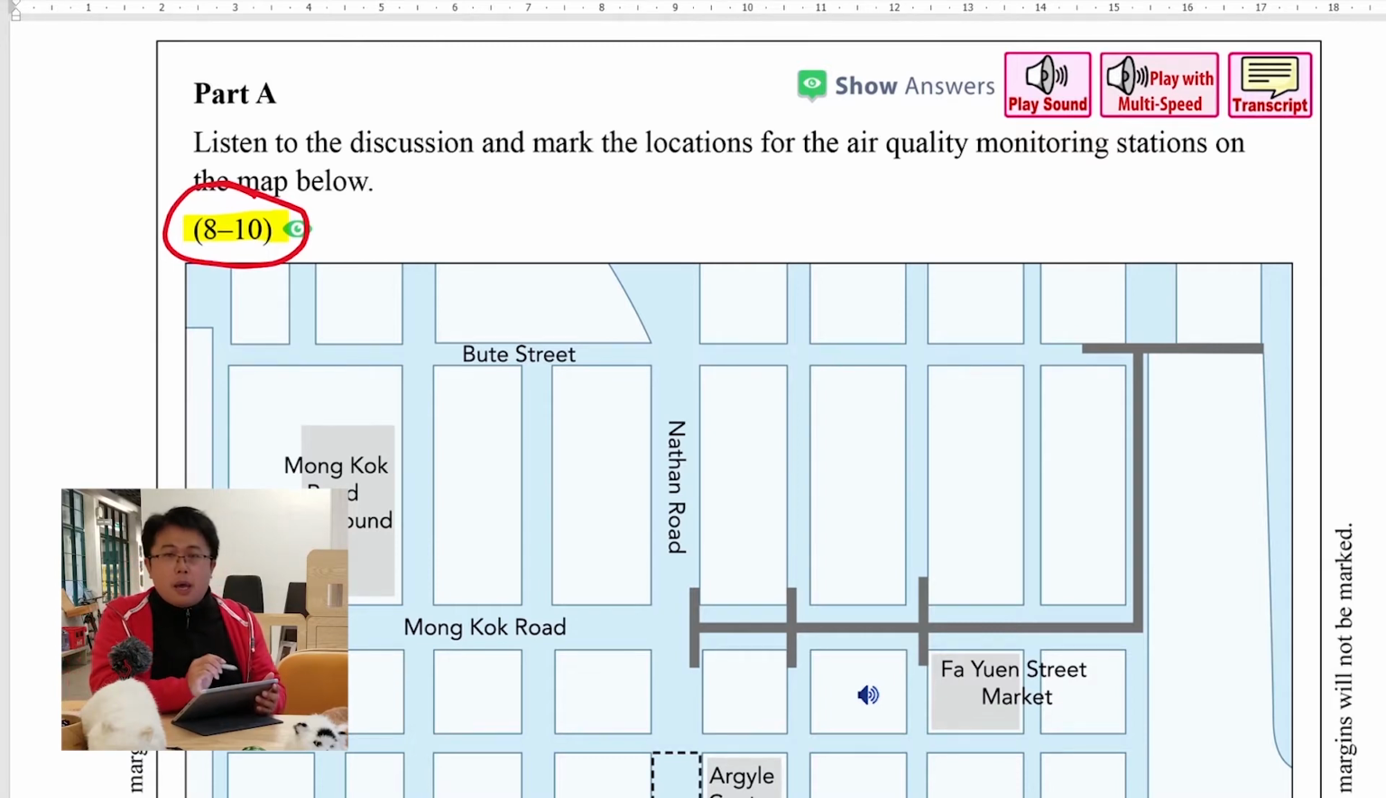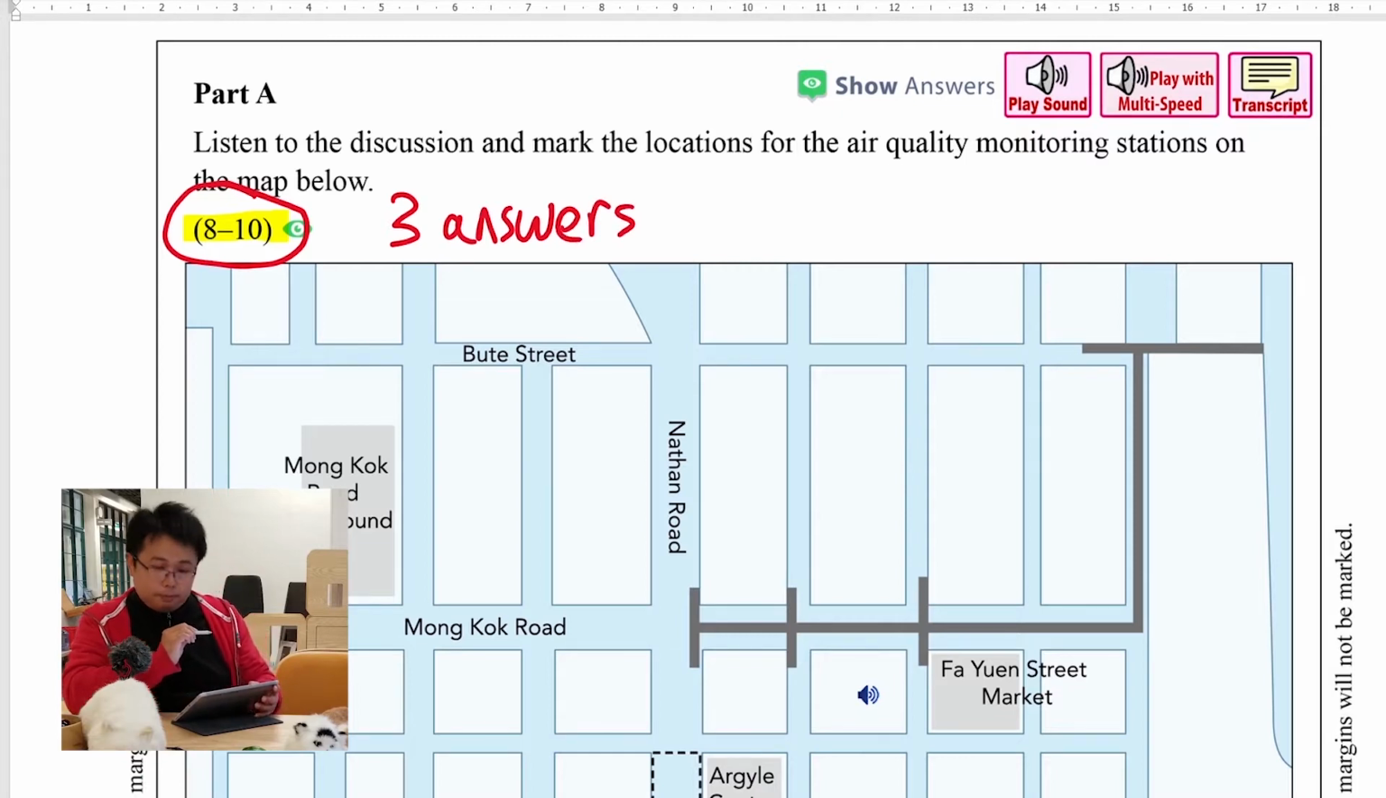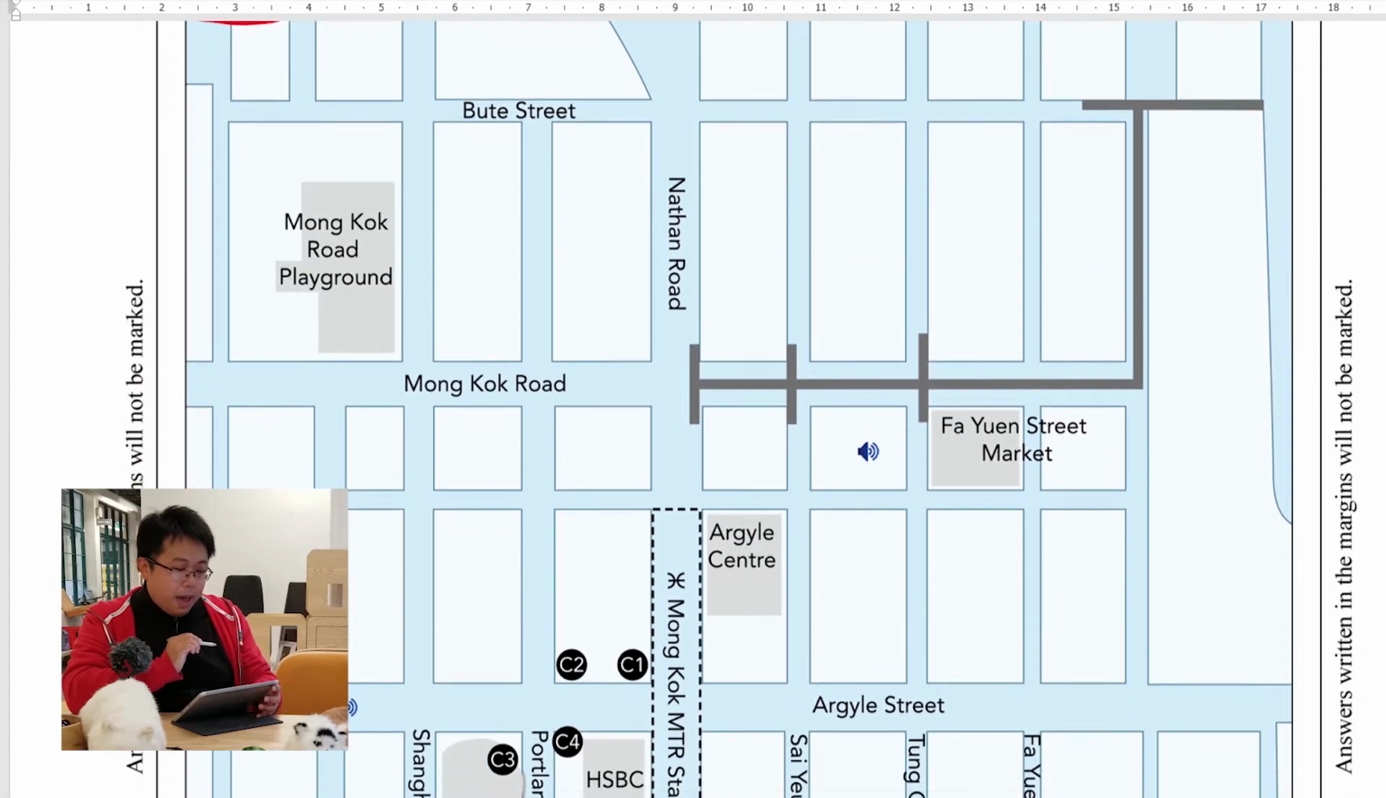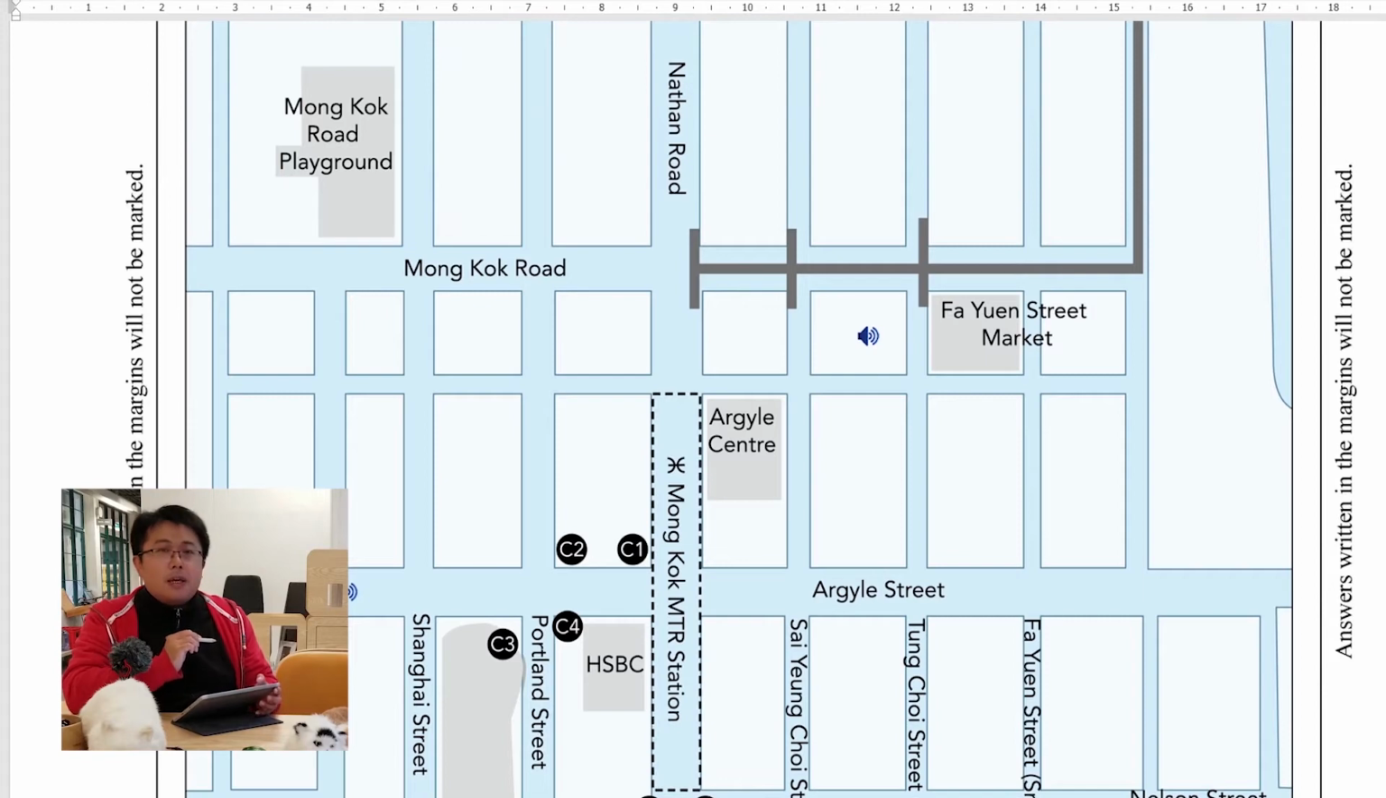Because this is from question 8, question 9, and question 10, you expect to mark 3 places. And for the map, basically, you need to know how to read all of them. I would say this is common sense for Hong Kong people because places like Mong Kok should be very familiar to everyone. But for some places, let's go into that.